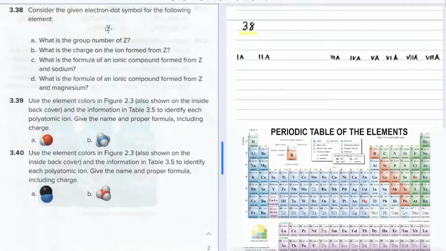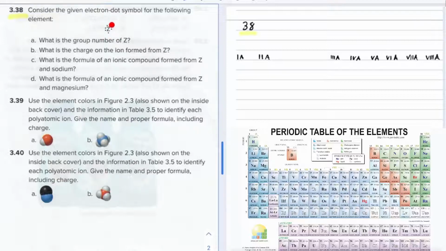Number 38 has a bunch of parts here. Consider the given electron dot symbol for the following element, and you're asked a bunch of questions. So here's an electron dot symbol. Now these dots, this is called the Lewis dot symbol or an electron dot symbol.